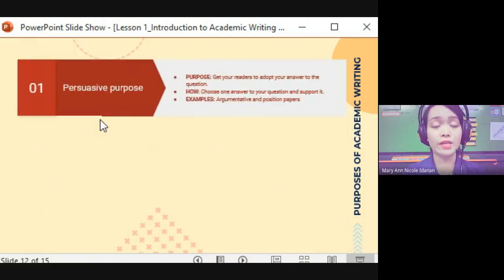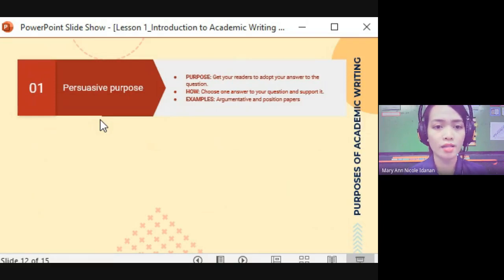Okay, so we have three purposes, and the first one is persuasive purpose. I will just read the bullet. Purpose: to get your readers to adopt your answer to the question. In other words, when you are writing with a persuasive purpose, you are writing so that your readers will adopt what you also believe, so that your readers will believe what you also believe, and that is persuasive purpose. Okay.